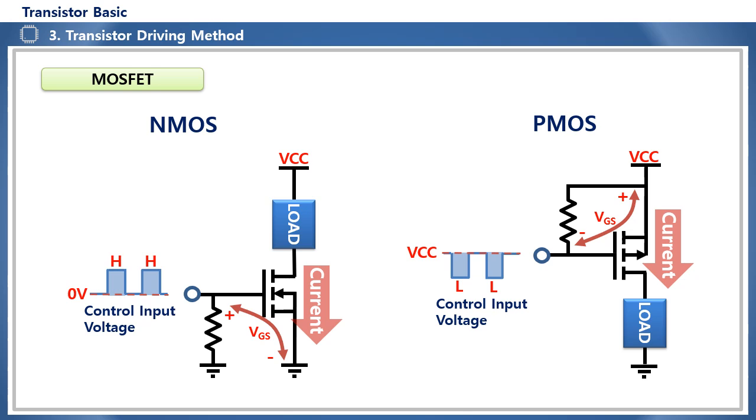If you look at the actual driving circuit, when the control input voltage of the NMOS is high, the voltage between the gate and the source, the VGS, becomes positive, turning on the channel between the drain and the source. When the control input voltage is low, the VGS becomes zero, turning off the channel between the drain and the source.